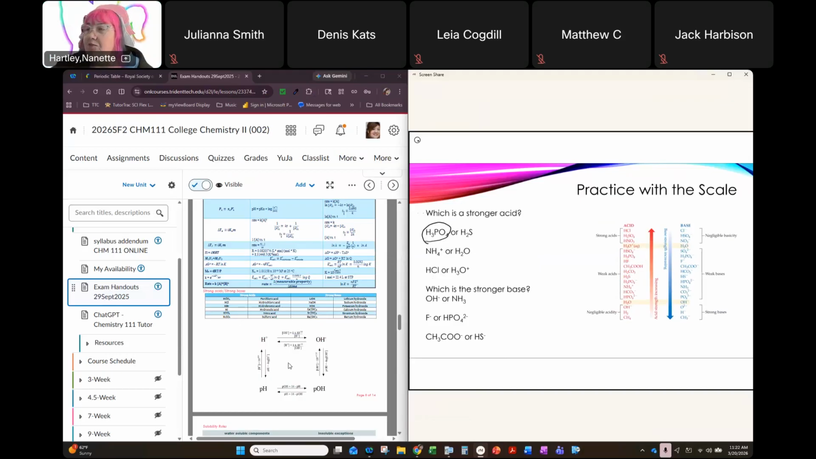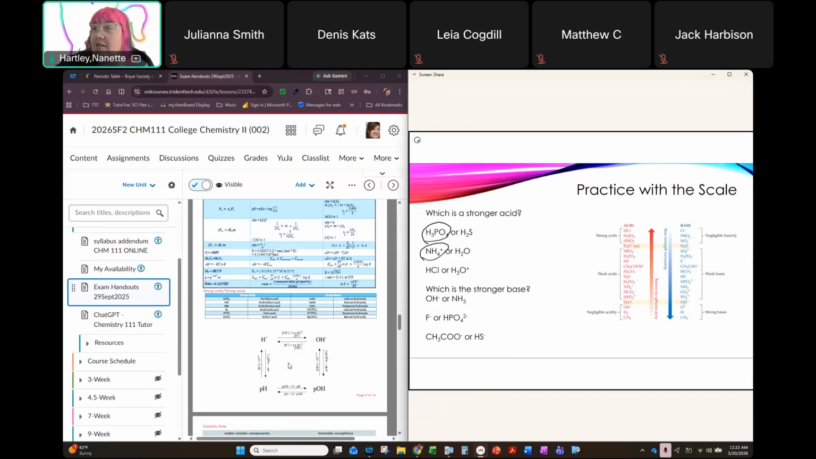When we're talking about NH4 plus and H2O, I'm looking to see where NH4 plus is. Where is my NH4 plus? Oh, right there. So right here, and that is above the H2O. So therefore NH4 plus is a better acid than that one.